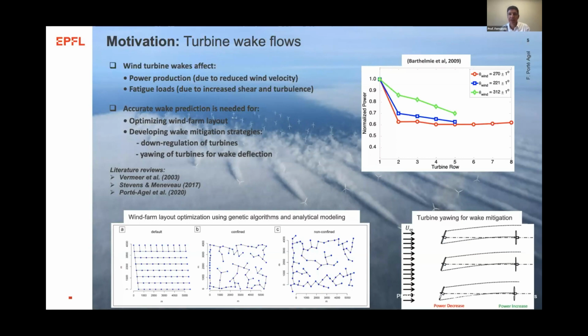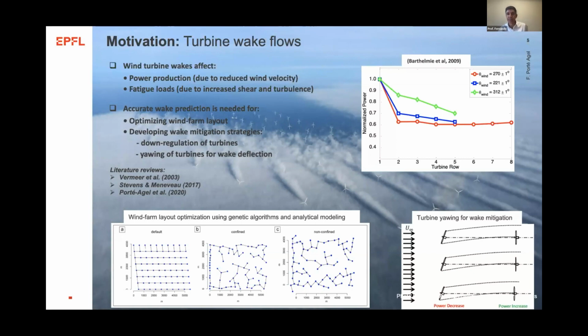One example, for which I will show some results later, is what we call active yawing. Basically, it is misaligning some of the front row turbines with respect to the incoming wind, which means you are going to lose power. But with that, we can also achieve a deflection of the wakes, which in principle could improve the overall performance of the wind farm.